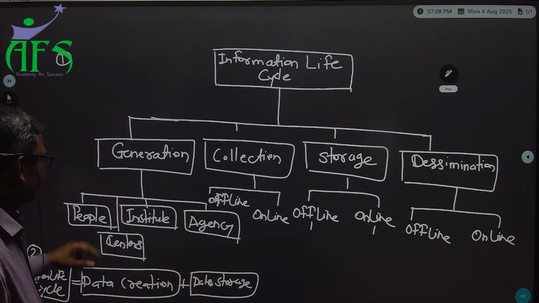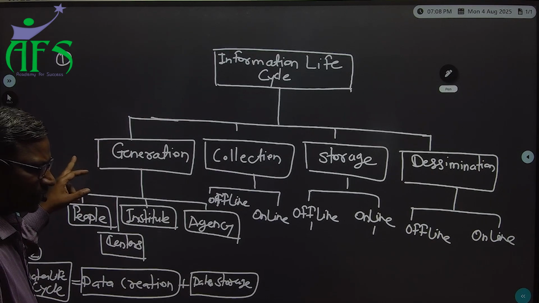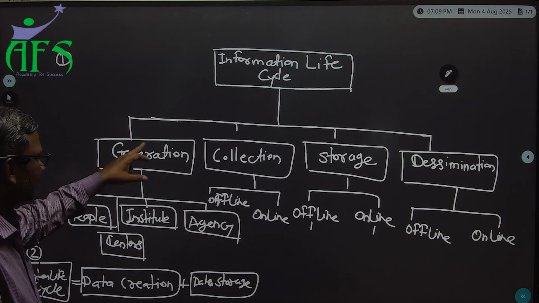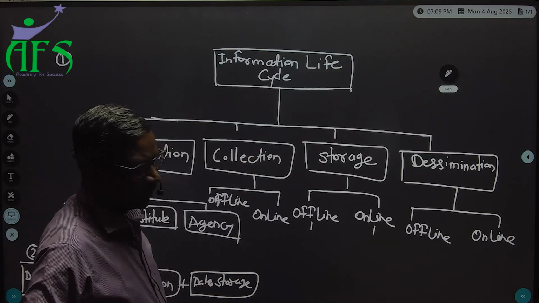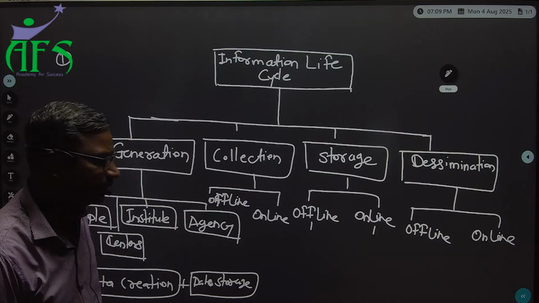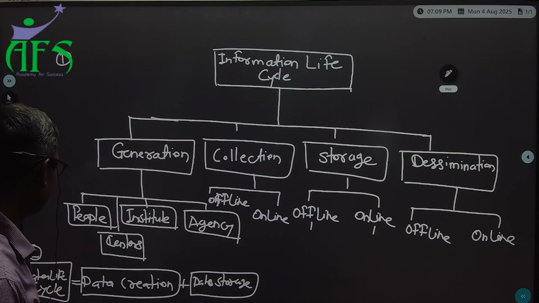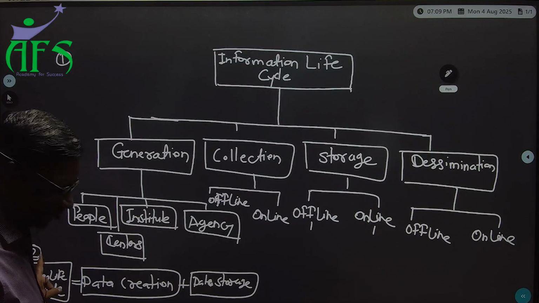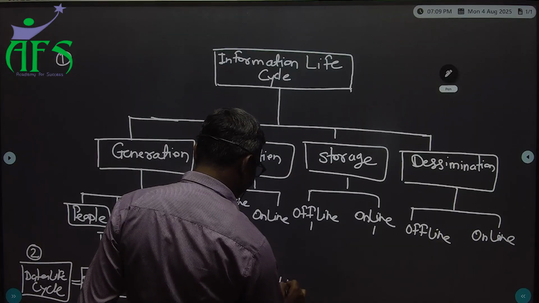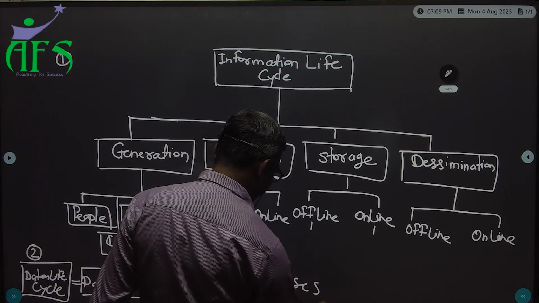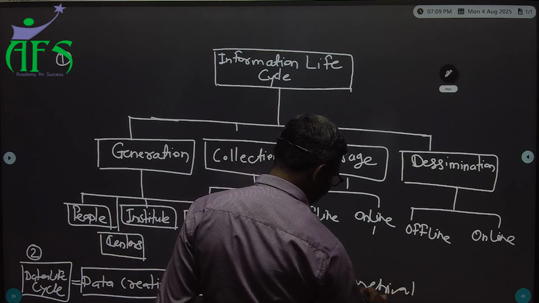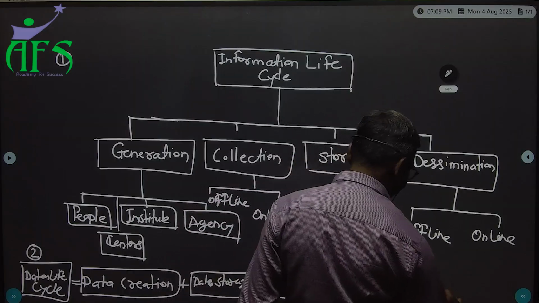The information life cycle: what are the processes, what are the stages, and how many stages are in this life cycle: generation, collection, storage and dissemination. There are 4 stages in this life cycle. As well, we have discussed the data life cycle: data creation, data storage, then data use, then archival, and the 5th stage is destruction.